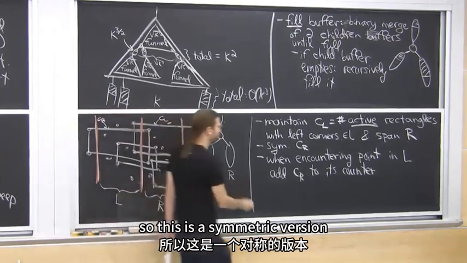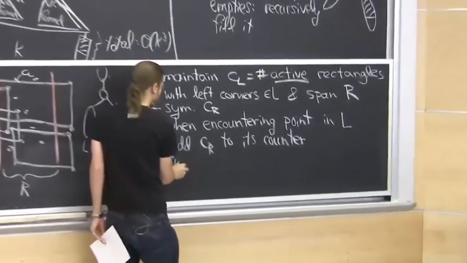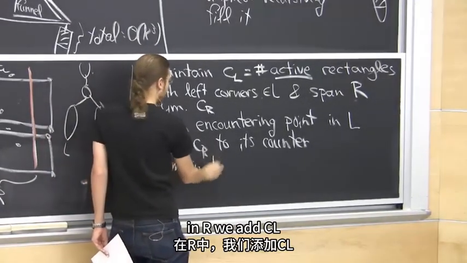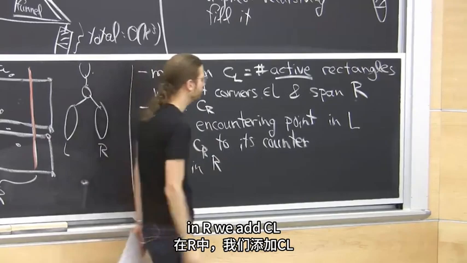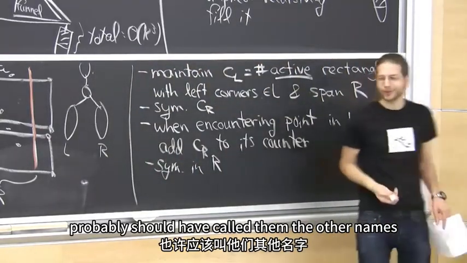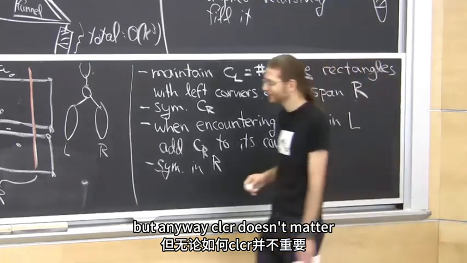So there's a symmetric version in R. We add CL. Probably should have called them the other names, but anyway, CL, CR, it doesn't matter.